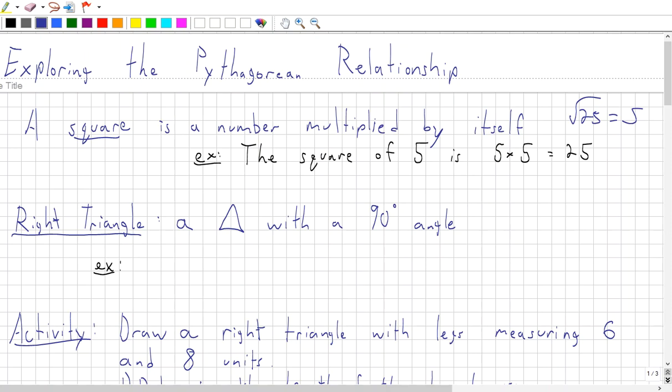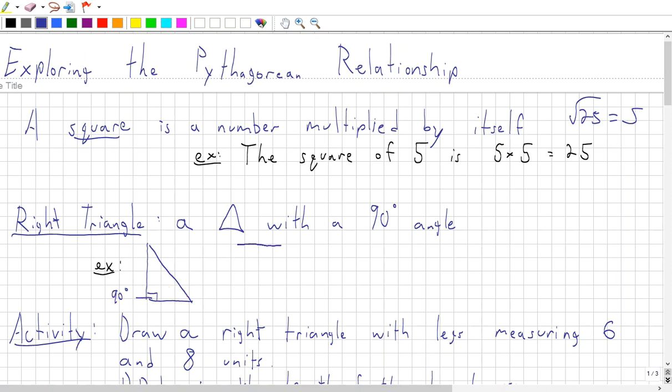So next thing we move on to is the right triangle. A right triangle is a triangle, the symbol just means triangle, with a 90-degree angle. So for example, we could write a right triangle like this. And a 90-degree angle is usually denoted with a little square on the side there. And that means 90 degrees.